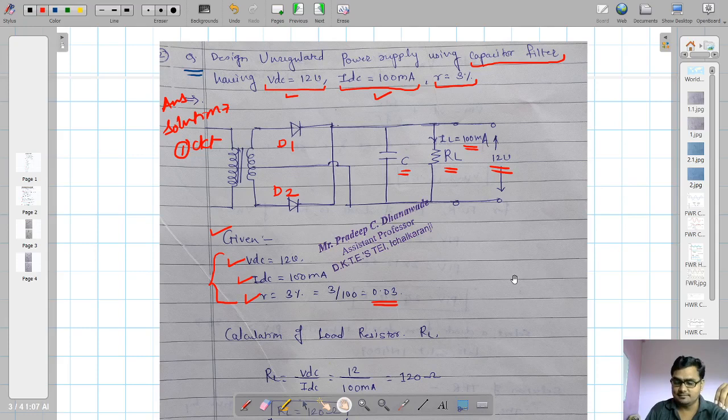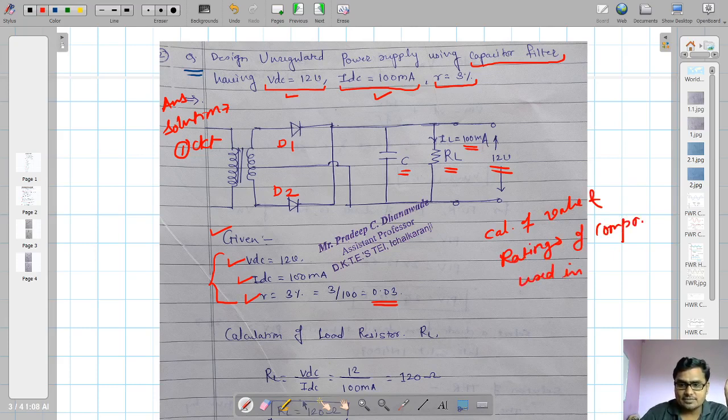Let me write here. I hope it is clear now. Designing means what? Calculation. I'll write here: calculation of value and ratings of components which are used in your circuit. That means designing of a circuit.